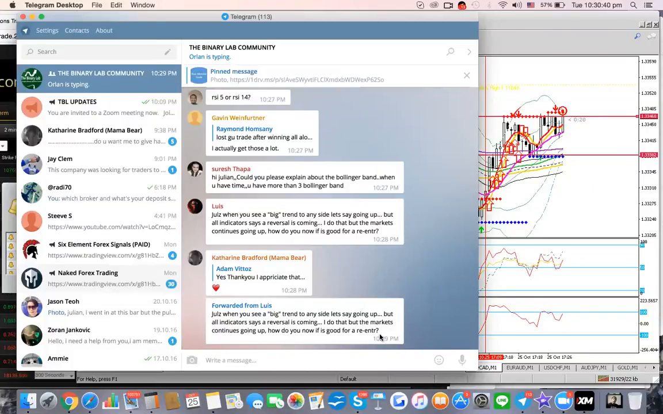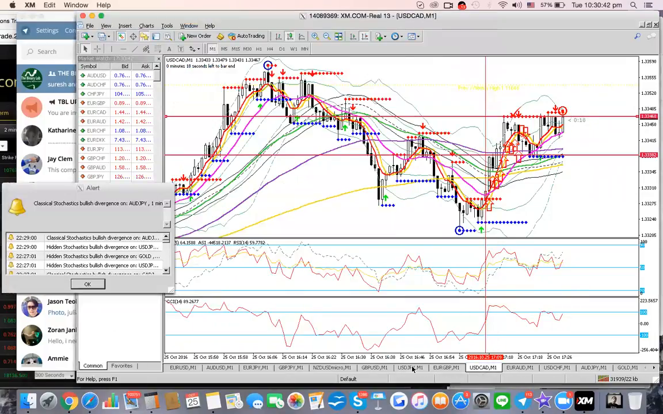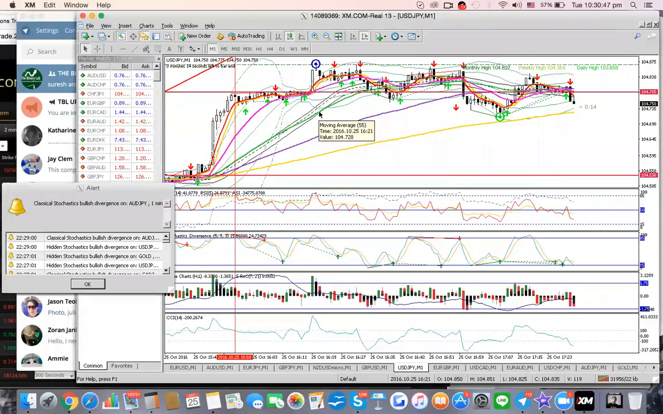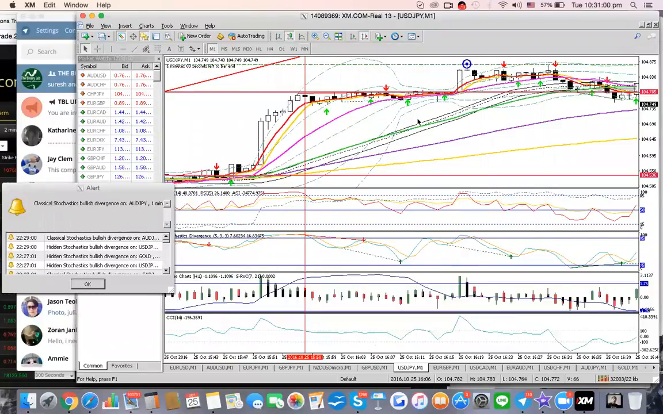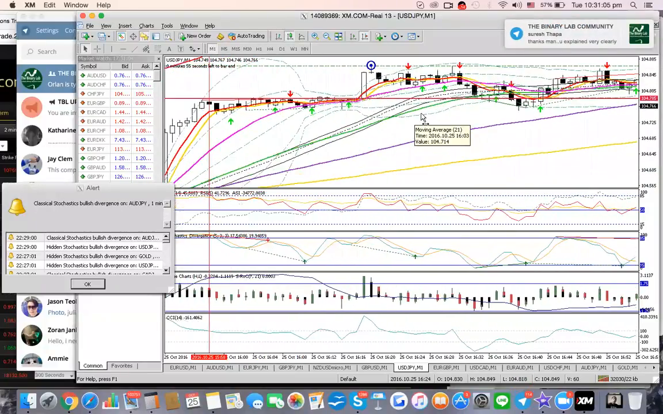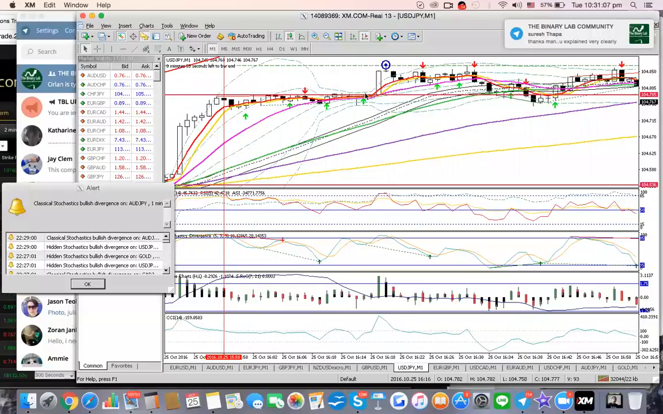How do I know it's good for re-entry? Okay, let's take the UJ example. So let's say if you guys are repeatedly getting faked on this one, okay, how I would have done this one was that I would have traded it. Let's say if I was being faked, I was trying to do reversals and I got faked out, I would do the breakout. Okay, I could do either the breakout or I could wait for it to come beneath the bottom line.